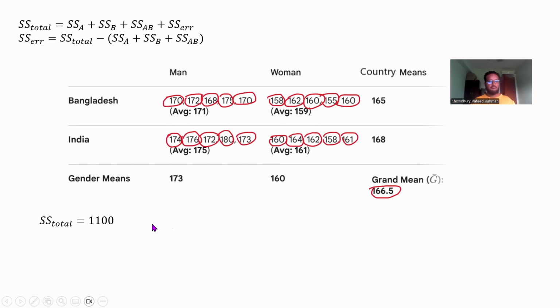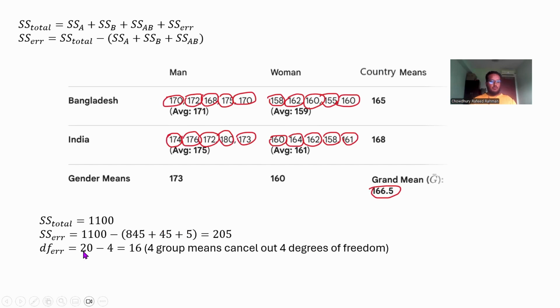Great. Now that we know all of those things, we can actually get the SS total, which is going to be 1100. Here, SSR is 205, but the main interesting thing is the degrees of freedom. The degrees of freedom of the error term is 20 minus 4. Why is that? Because there are 20 samples here, that is fine, but there are also 4 group means. They sort of cancel out 4 degrees of freedom, because those 4 variables we can do without, we can just infer them from the 4 group means. That is all about getting the SS error and the DF error.